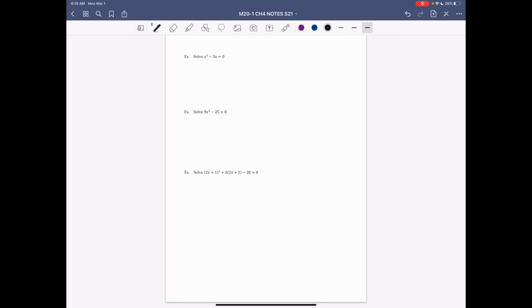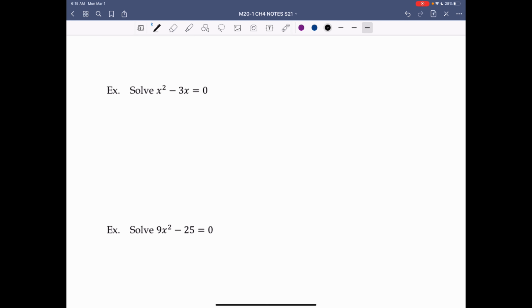Example, solve x squared minus 3x equals 0. Notice that this one is a binomial. It only has 2 terms instead of 3 terms. For binomials, there's only 2 ways to factor. We can either have a common factor, or it's a difference of squares. Or we could have both a common factor and a difference of squares. But there's only those 2 different things. Common factor, difference of squares.